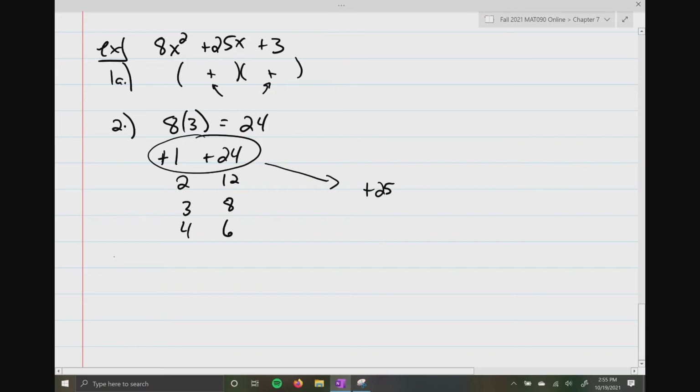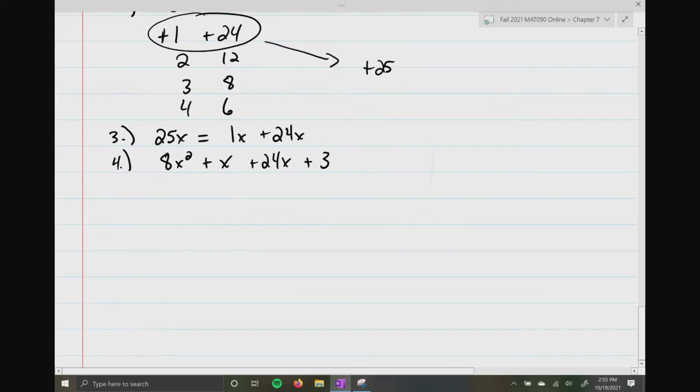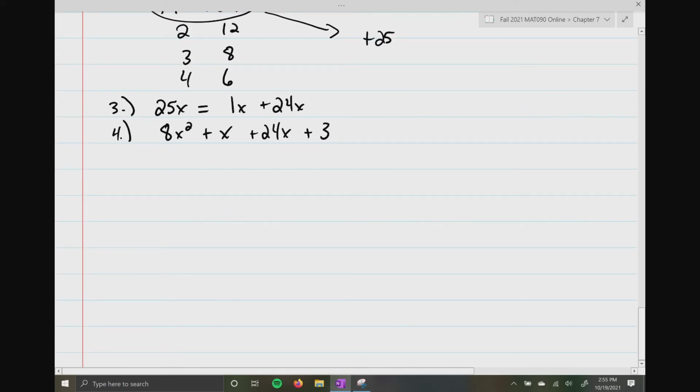So step 3, 25x is really 1x plus 24x. And then step 4, we're going to just go ahead and rewrite 8x squared plus x plus 24x plus 3. Now we factor by grouping. So I'll group the first set. I'll group the second set.